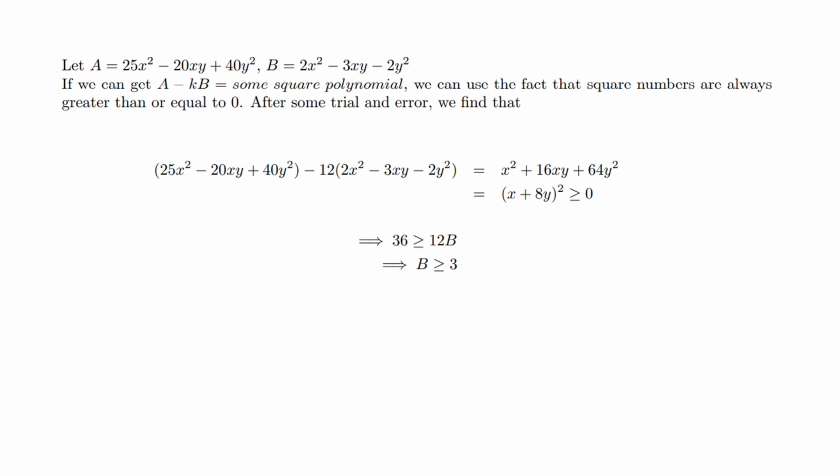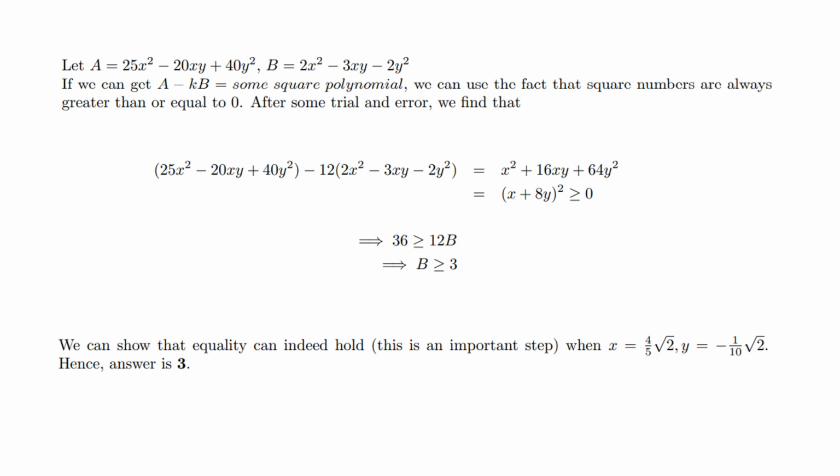Now, for SMO round 1, you can probably just leave your answer at 3 at this point. But one important thing we should still do at this point is to show that the equality can indeed hold. After trial and error, we can find that the equality can hold, and hence the answer is 3. 3 is indeed the minimum value of b.